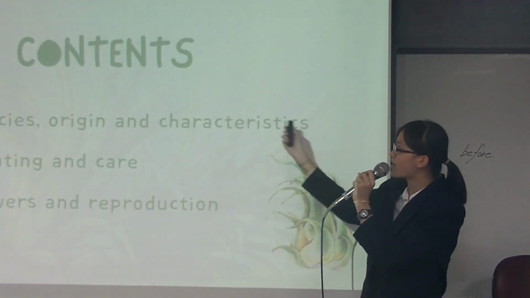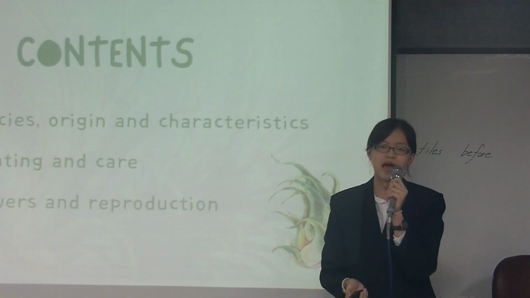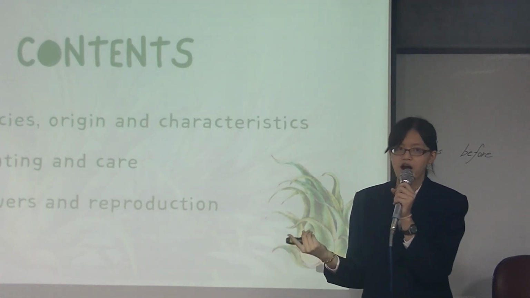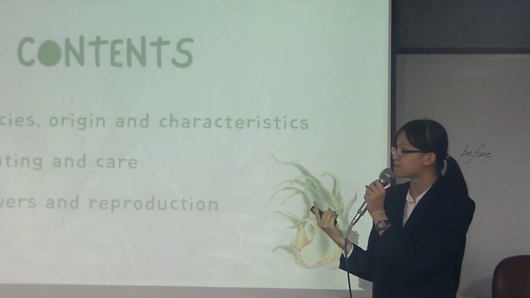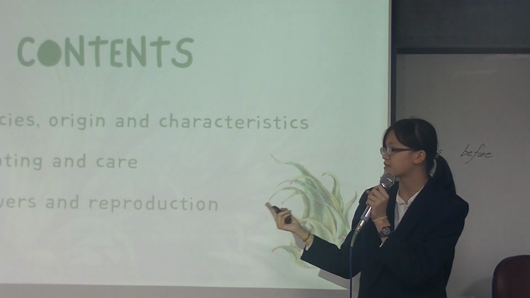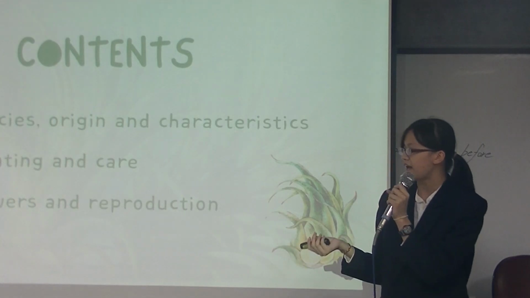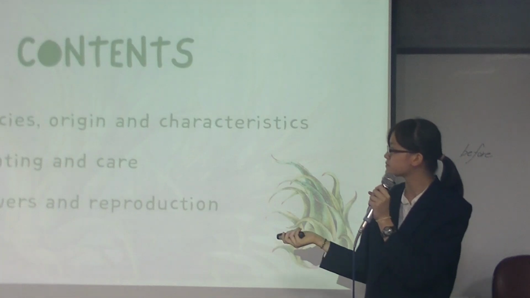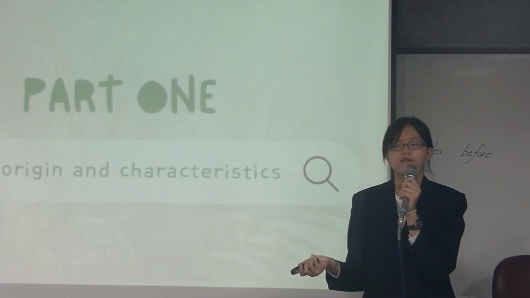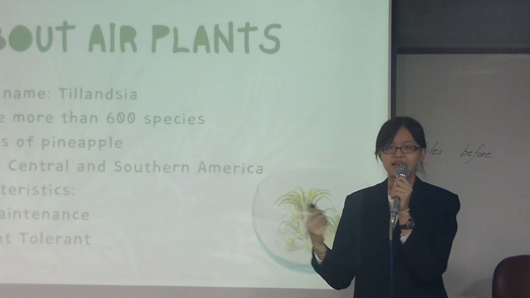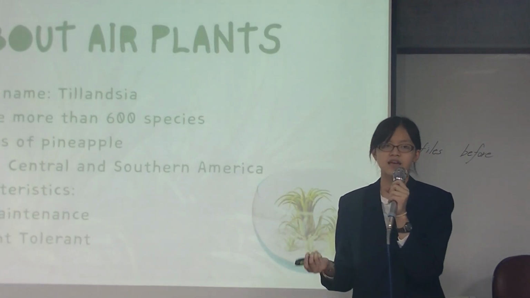So here is our content today. I will separate my topic into 3 parts. The first part is species, origin, and characteristic. The second part is planting and care. And the last part is flowers and reproduction. So let's start from the first part. Here is some basic information about airplanes.